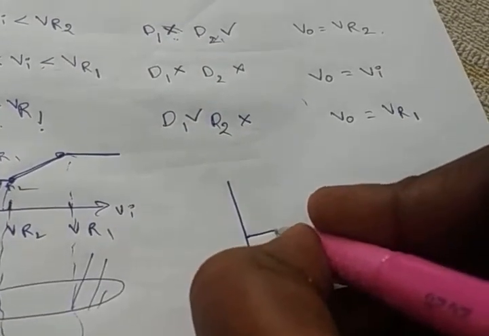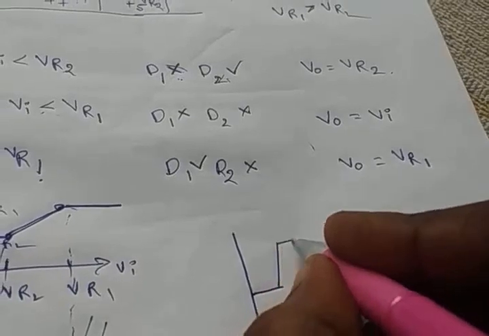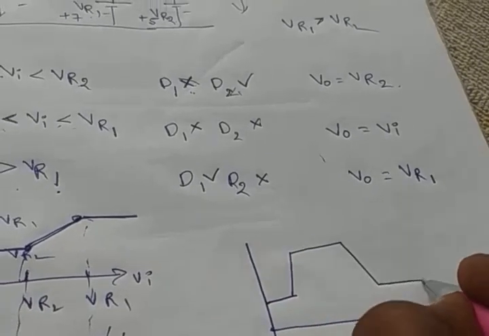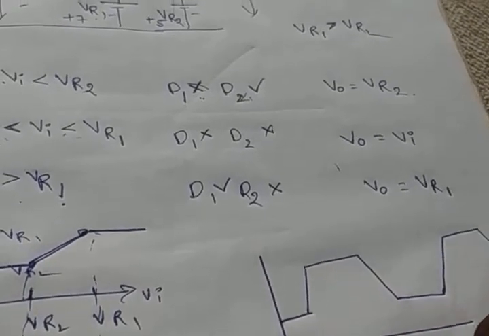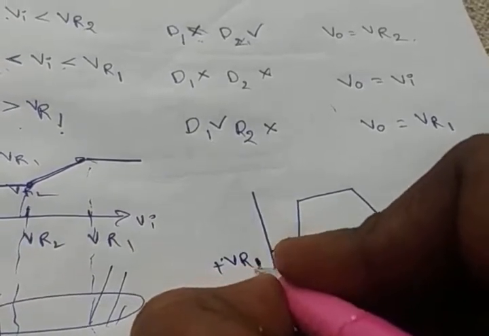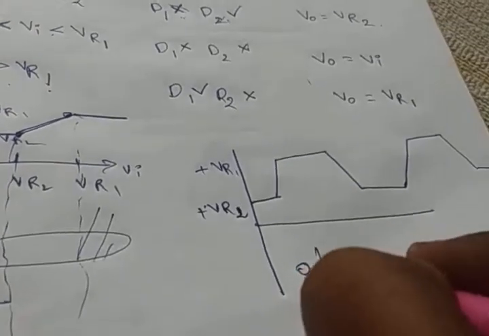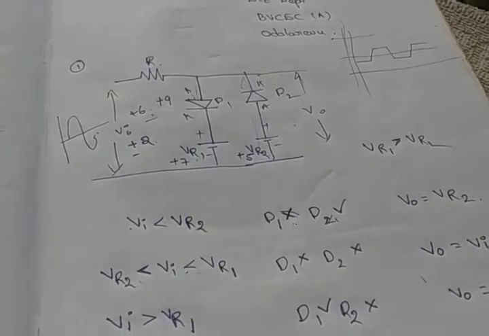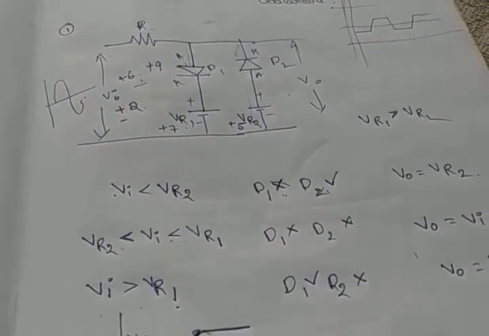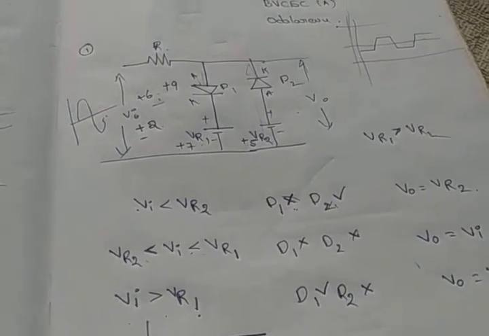So it is VR2, VR1, VR2 again, VR1 like this. This is plus VR2 and this is plus VR1. This is our output wave. This is how to design an independent level clipper, one type.